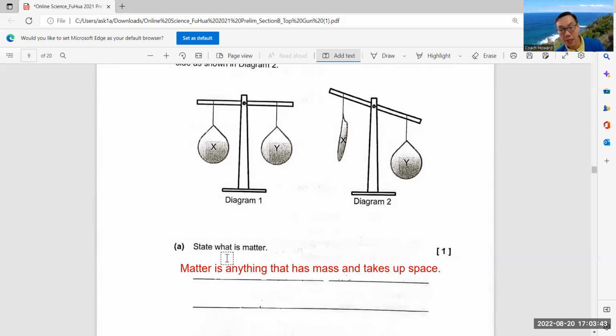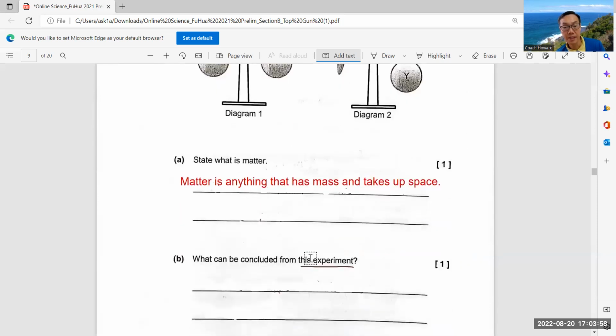I would also like to remind you what some of the non-matter are. Energy is non-matter, like shadow is not matter. Heat energy, sound energy, all these are non-matter because they don't have mass and they don't occupy space.